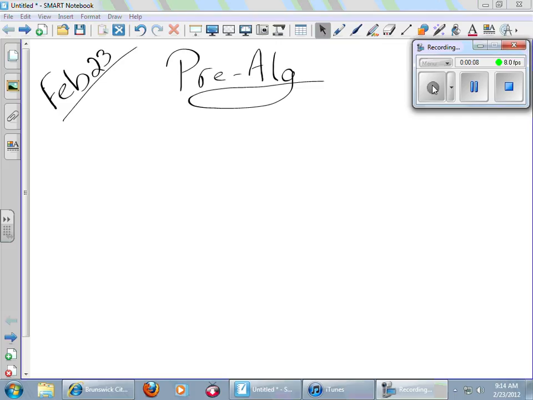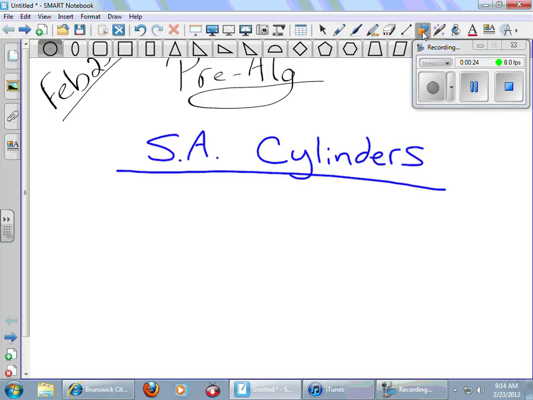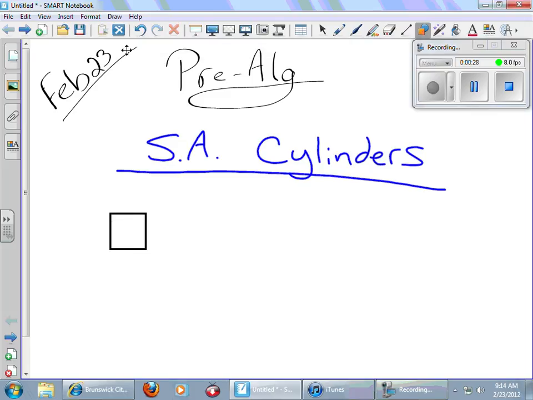And today we are going to talk about surface area, but we're going to do it about cylinders. We're doing surface area with cylinders. Now, with the other shapes, I wish I had 3D shapes on here, but that's okay.